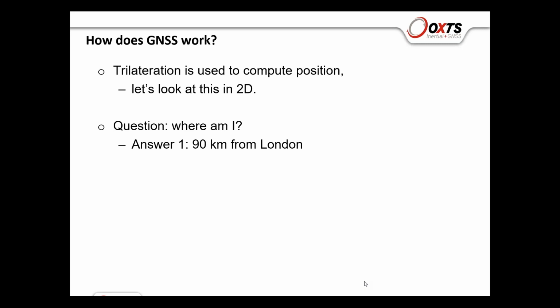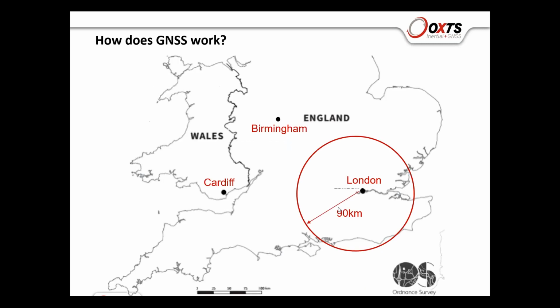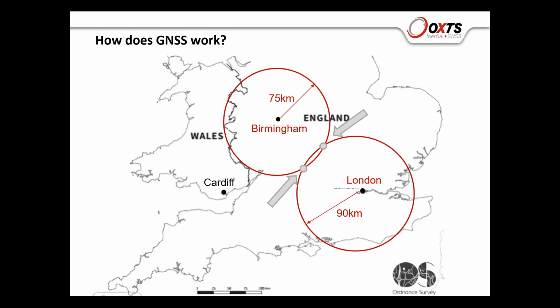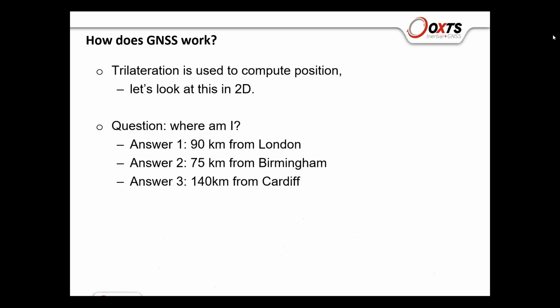But to understand that, let's first of all look at it in 2D. And we're going to ask a series of questions. So first of all, where am I? The first piece of information you're given is that you're 90 kilometers from London. So you're able to plot a perimeter of potential locations with a radius of 90 kilometers. Second piece of information you're given is you're also 75 kilometers from Birmingham. You now plot a circle of radius 75 kilometers, and this narrows you down to 2 potential locations.